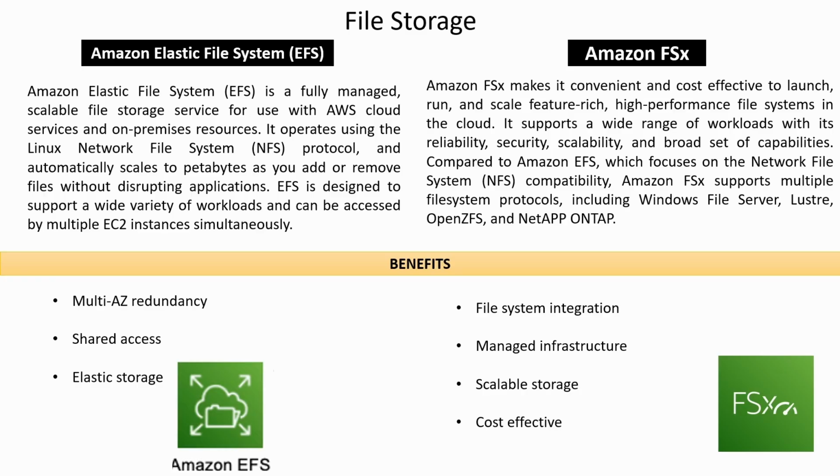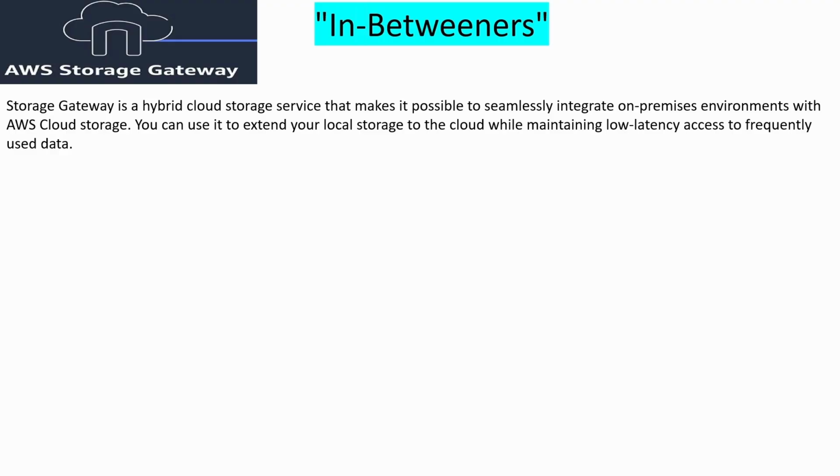Last thing before we wrap up, some of you might still have servers sitting in a physical office. For these in-betweeners, AWS offers two services: Storage Gateway and Elastic Disaster Recovery. Storage Gateway, this is a bridge. It lets your office servers pretend they are saving files locally, but in reality, they are sending them straight to the AWS cloud. Storage Gateway is a hybrid cloud storage service that makes it possible to seamlessly integrate on-premises environments with AWS cloud storage.